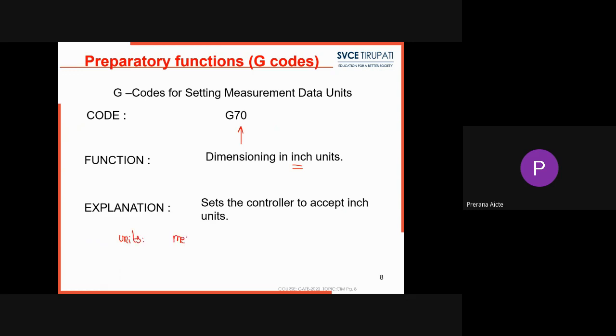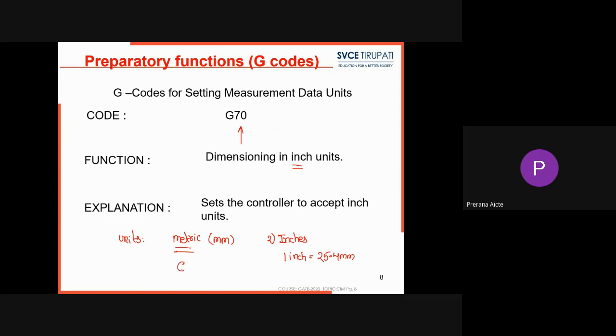First one is metric units. Metric is nothing but mm. Then the second one is known as inches. 1 inch is equal to 25.4 mm.